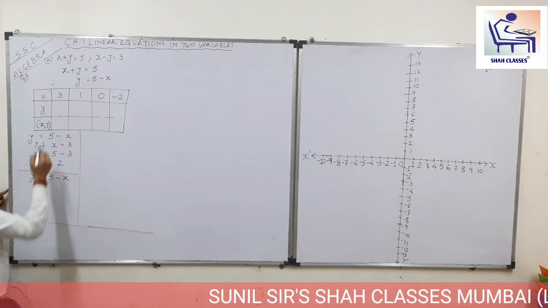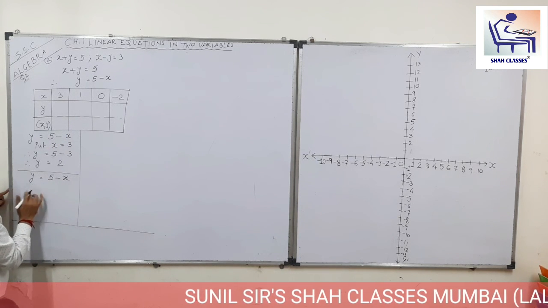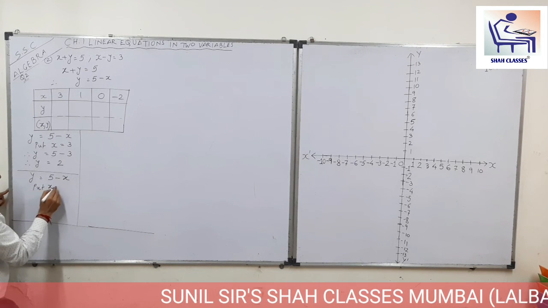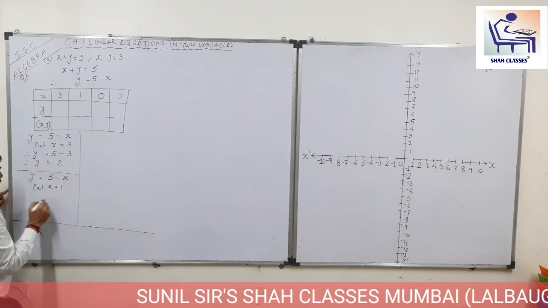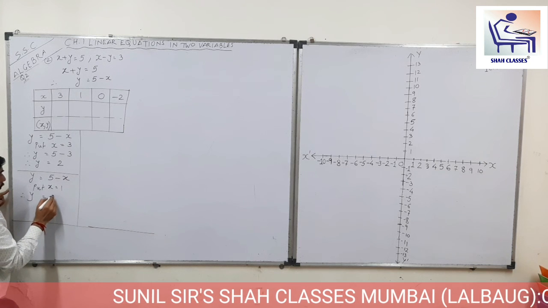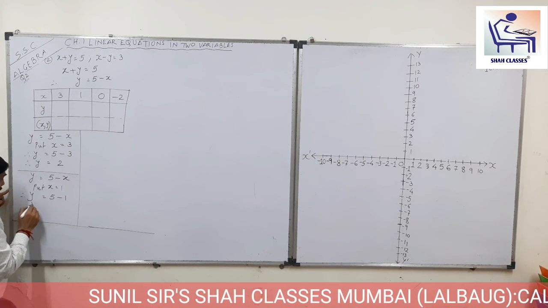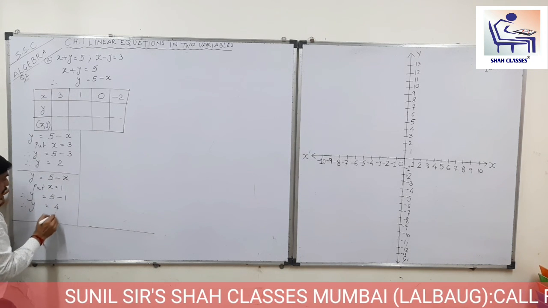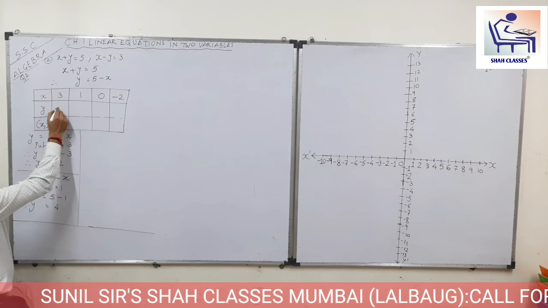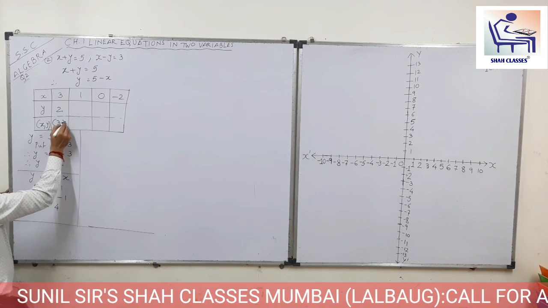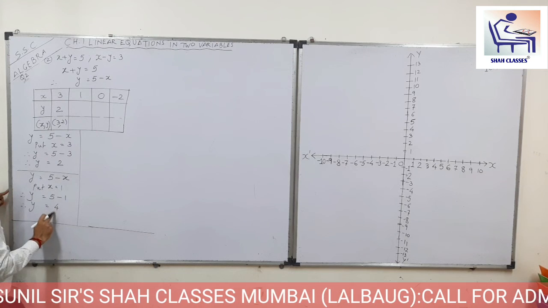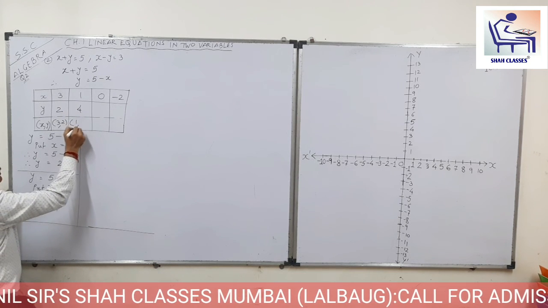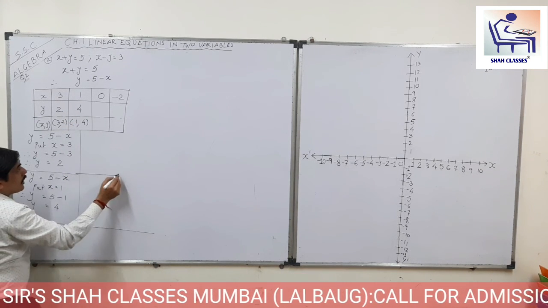For the second value, put x is equal to 1. Therefore, y is equal to 5 minus 1. So, y is equal to 4. Now, both these values I am writing here. So, we got the first coordinates 3, 2 and 1, 4. Now, take the third value.